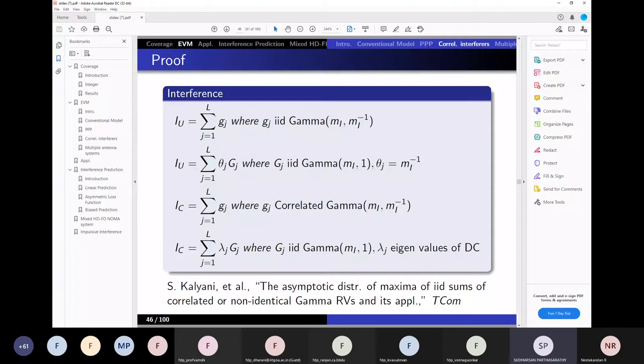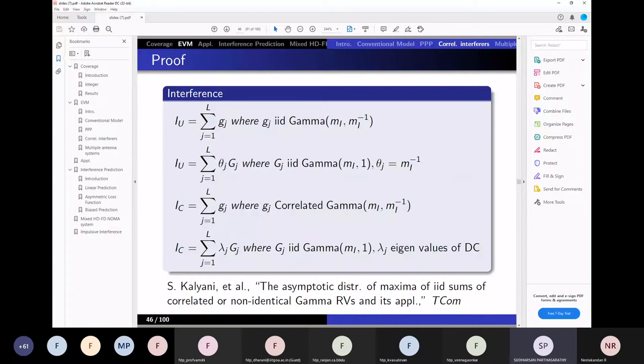Next. Similarly, the correlated case is going to be the summation of G_j's, where the G_j's are correlated and gamma distributed with parameters mi comma 1 by mi. This you can write as summation of lambda_j times capital G_j. The capital G_j is the same as before. And these lambda_j's are the eigenvalues of DC. So you remember what D and C are, right?